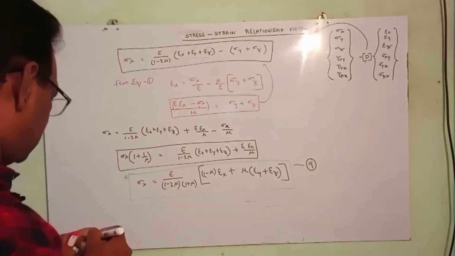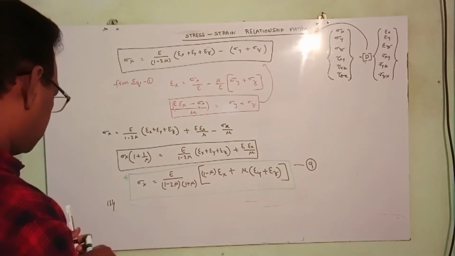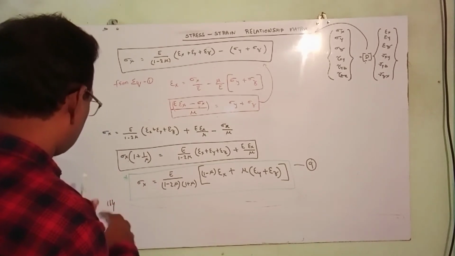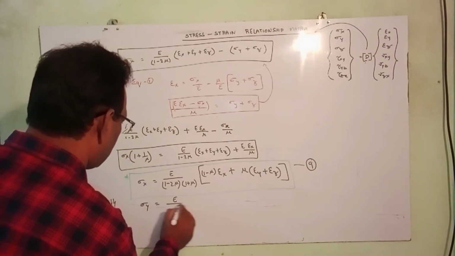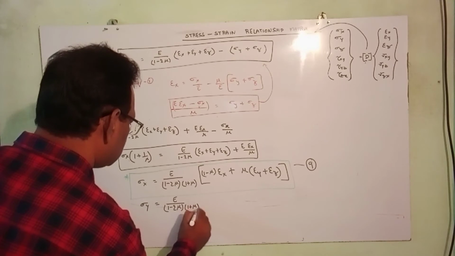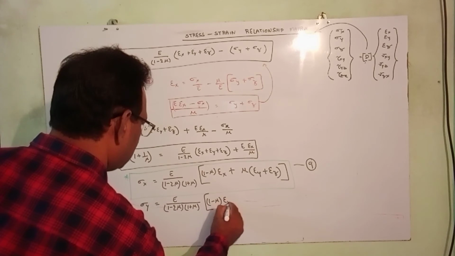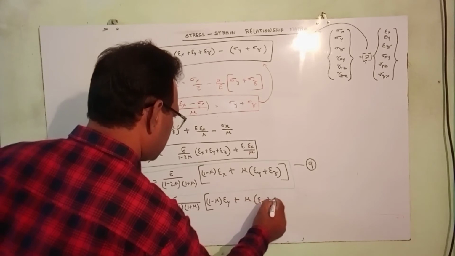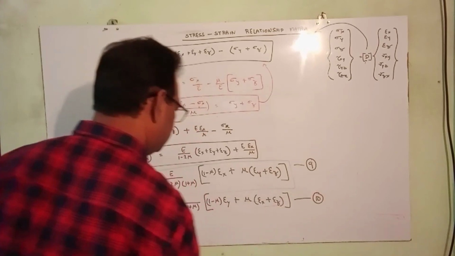Now with a similar procedure, if you want to calculate sigma y, I can rewrite this one like this. So you can apply the same procedure and rewrite the equation: sigma y equals E by (1 minus 2 mu)(1 plus mu) into (1 minus mu) into epsilon y plus mu into (epsilon x plus epsilon z). This is equation number 10.